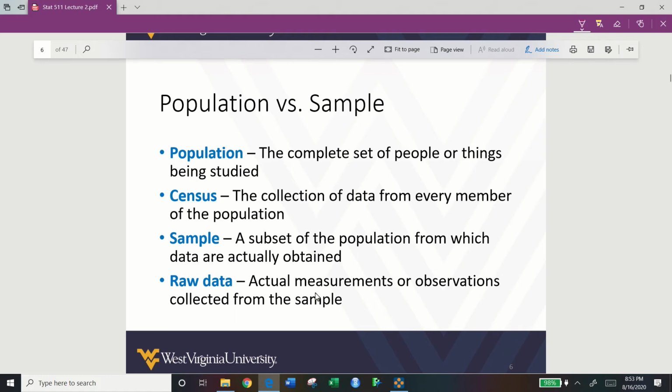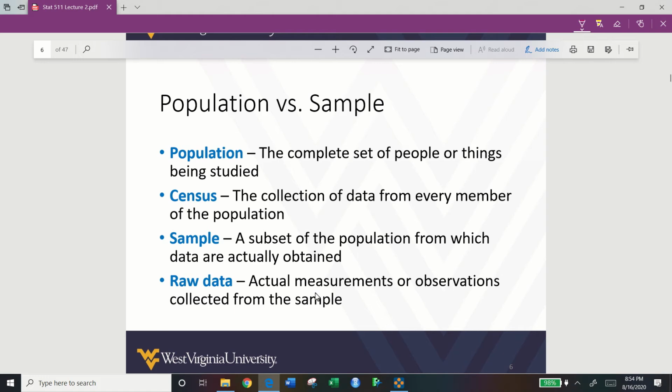So what is a population? Well, it is the complete set of people or things being studied. For an example, we might say every member of the entire population of the United States. A census is the collection of data from every member of that population. So here in the United States, every 10 years, they take a census of the population of the United States and collect all of that biographical information. Where do you live? How old are you?